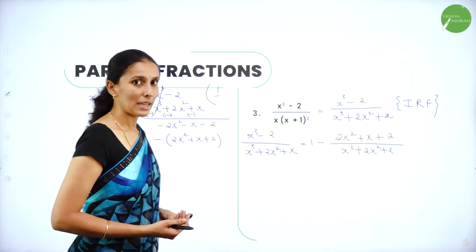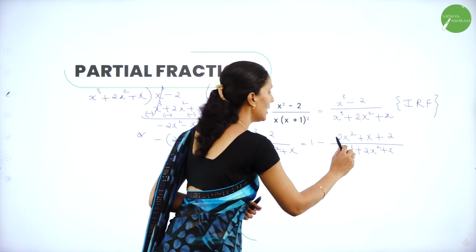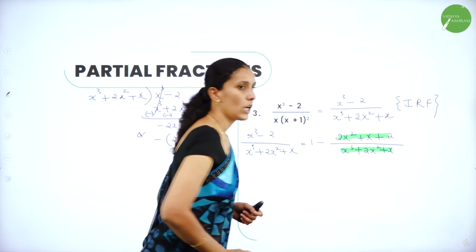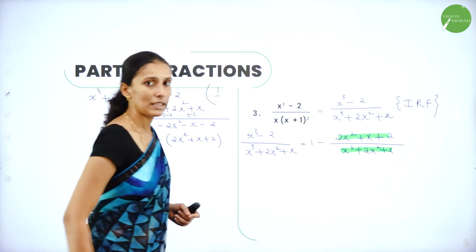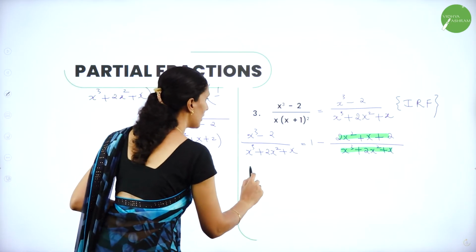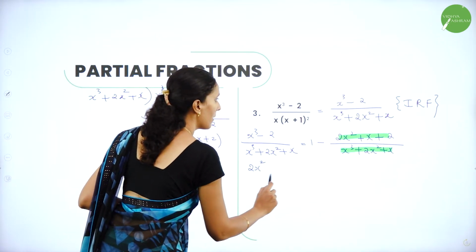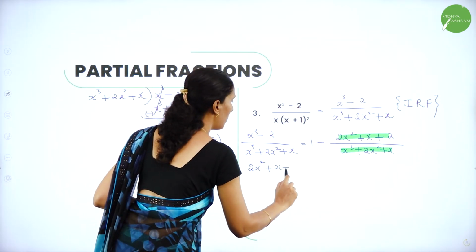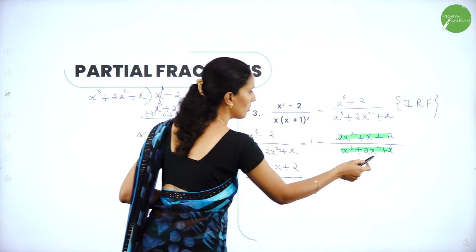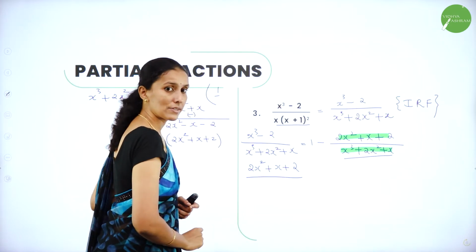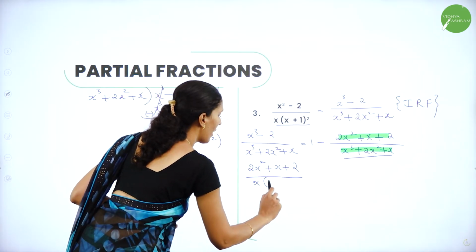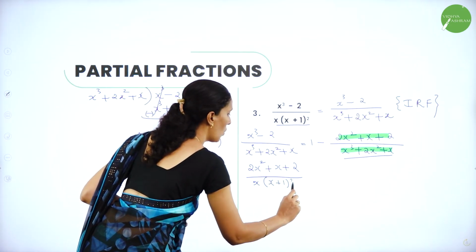Now what is the next step? I have to resolve the given proper rational function. So just consider only this rational function, that is 2x square plus x plus 2. Now the denominator can be written in this form also. So I will write this one: x divided by x plus 1 whole square.